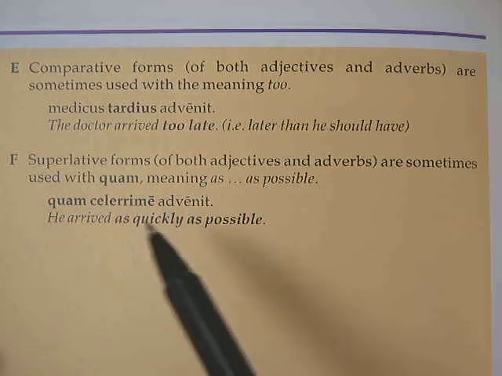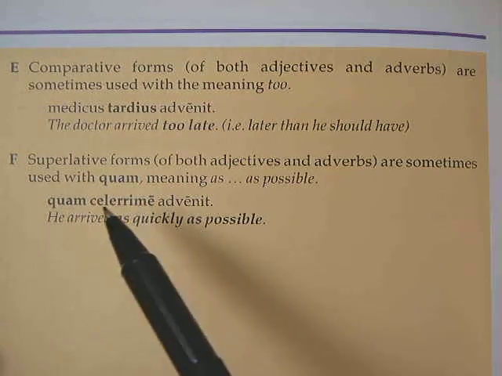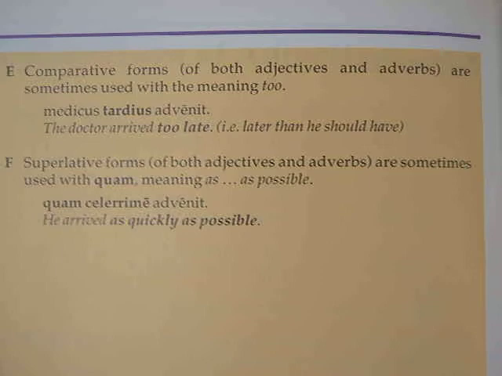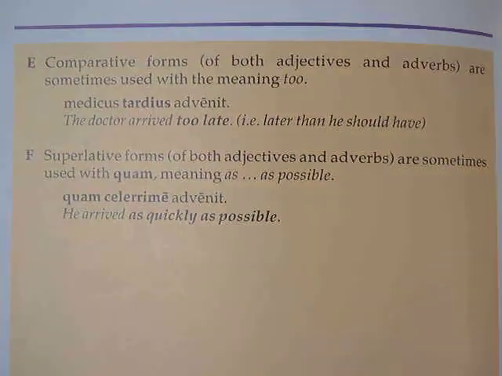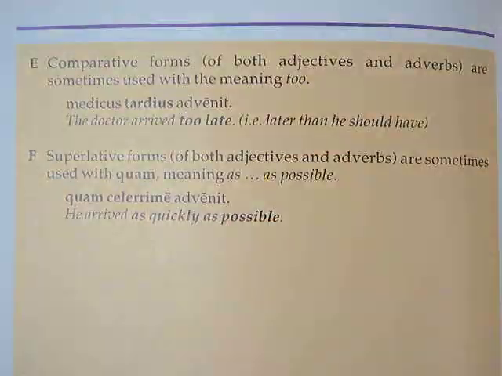Superlative forms are sometimes used with quam to make it as much as possible. So quam celerime advenit, he arrived as quickly as possible. Quam celerime. So use the superlative there. Quam celerime. And that'll do it for adverbs.